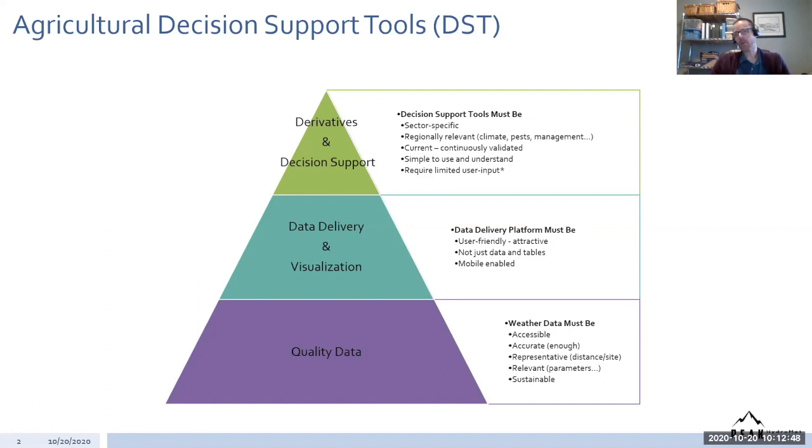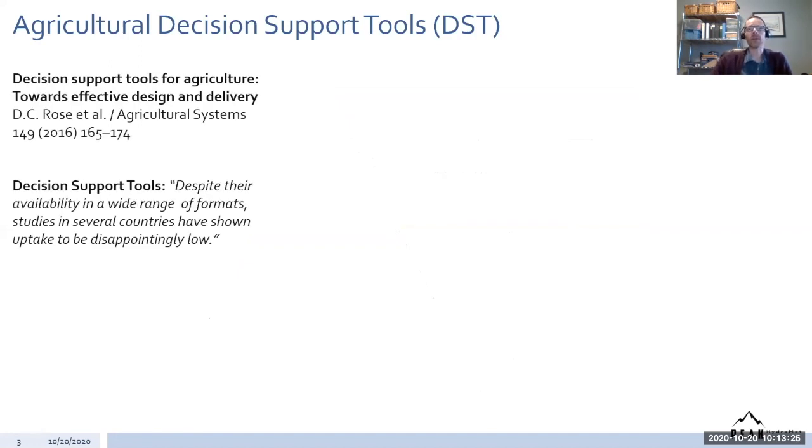And then where we want to go, that apex, is the decision support part. Is it specific to the sector? Is it regionally relevant? Is it simple to use? All those things. The other thing too is, Talon did mention requiring limited user input. I mentioned that too, because the more data you have to put in, from what I've seen, the less likely farmers are to do that, just because it's a lot of work. When farmers are busy, it's probably the last thing they really want to do. So I think it's pretty important.